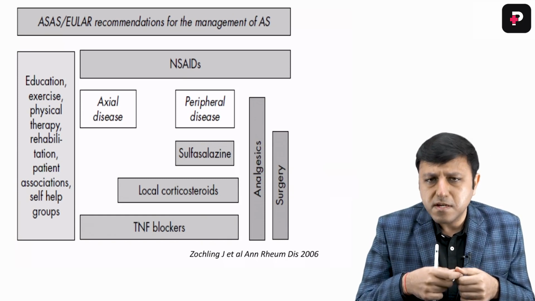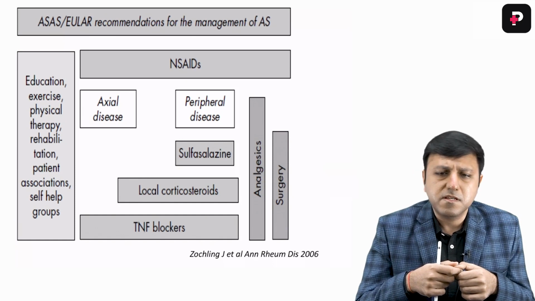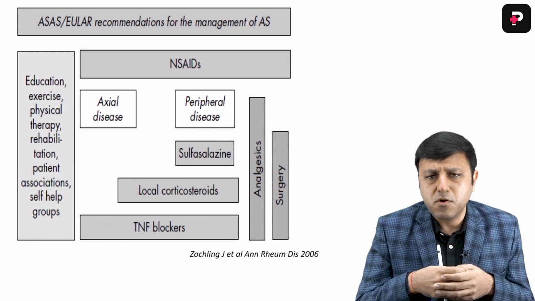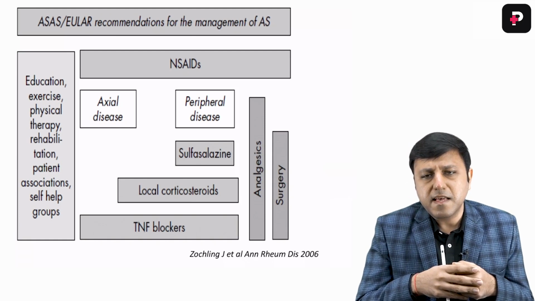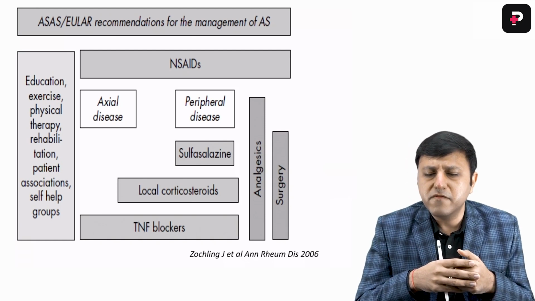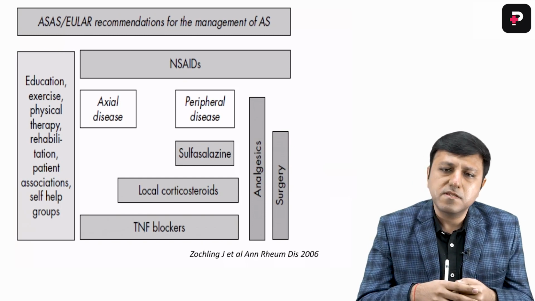And TNF blockers are useful in both diseases, and IL-17 blockers are also useful in axial and peripheral disease. If the disease has caused damage beyond recovery, then the patient may require surgery as well.